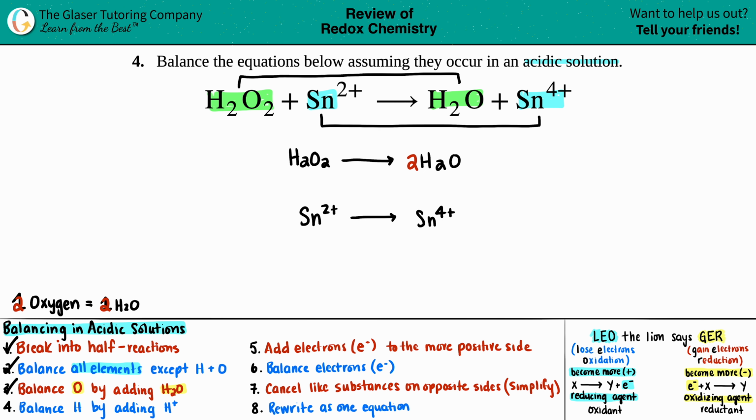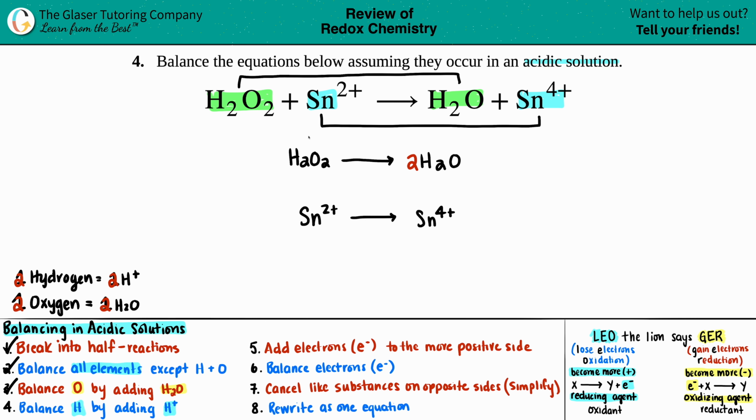The 4th step is to now balance the hydrogen. Balance the hydrogen by adding H+. So if you need 1 hydrogen, you will need 1 H+. The same exact idea here. If you need 2 hydrogens, you need 2 H+.